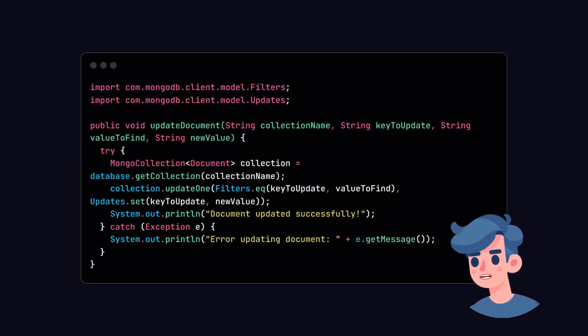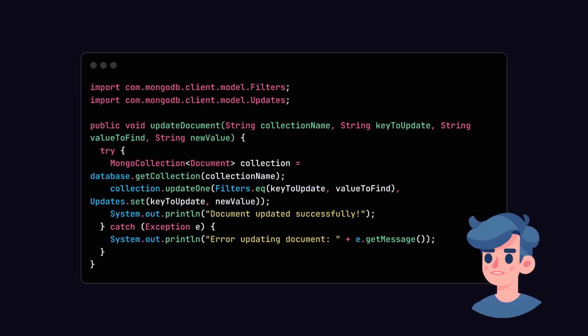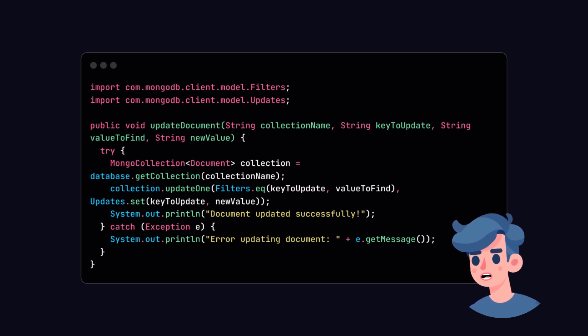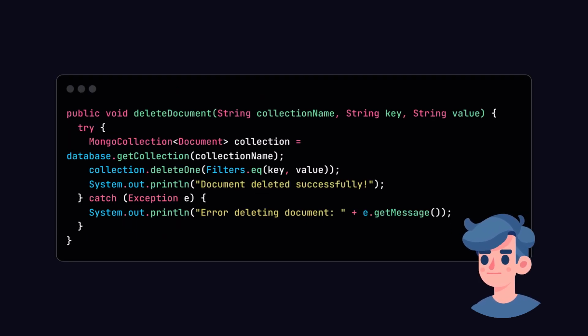Now let's implement the update operation. We will create a method called updateDocument, which will allow us to modify existing documents based on a key. Lastly, let's cover the delete operation. We will implement a method called deleteDocument to remove documents from the collection based on a key.